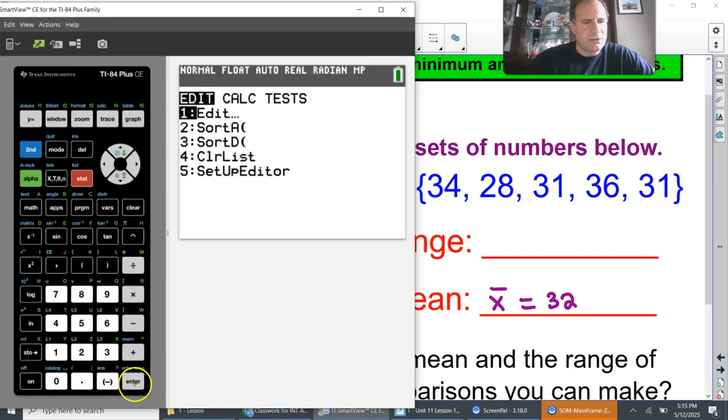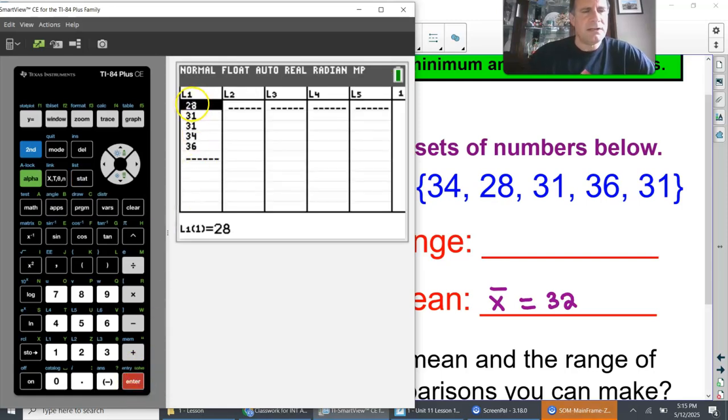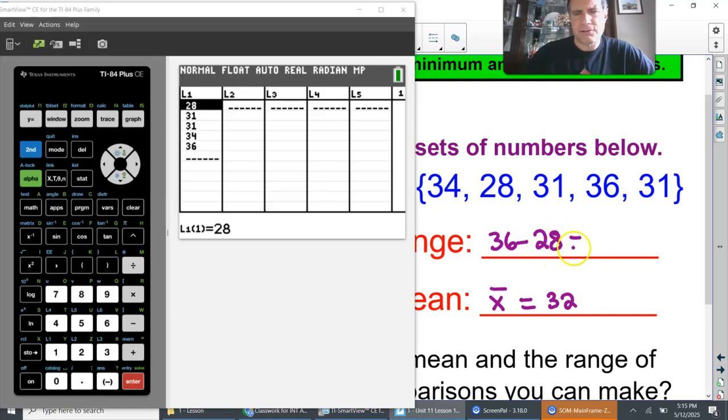And then we're going to just look at that list, and it is 36 minus 28. 36 minus 28 is 8. And that is it.